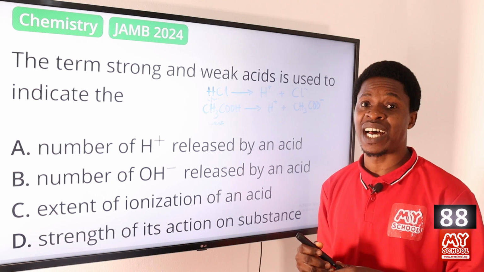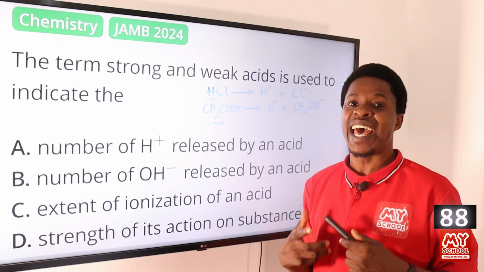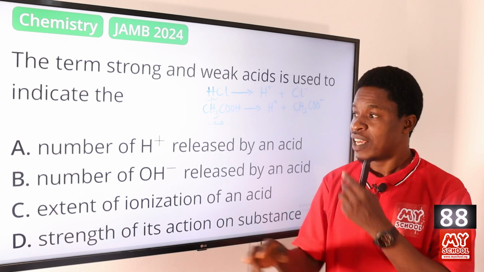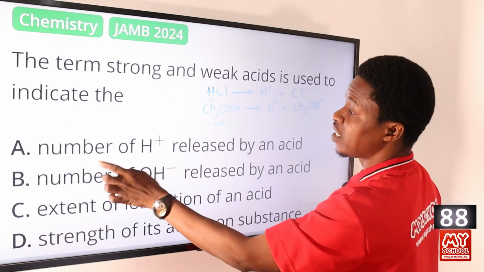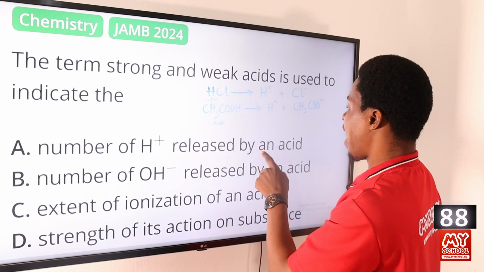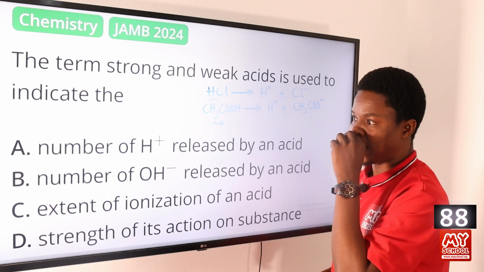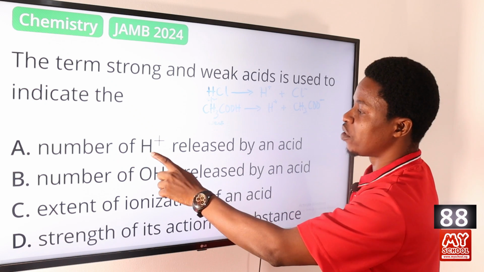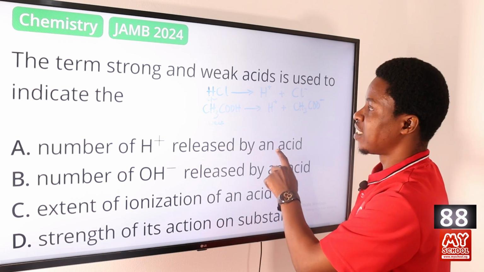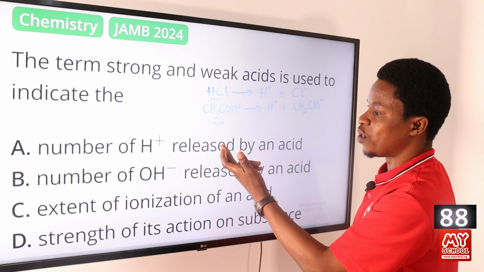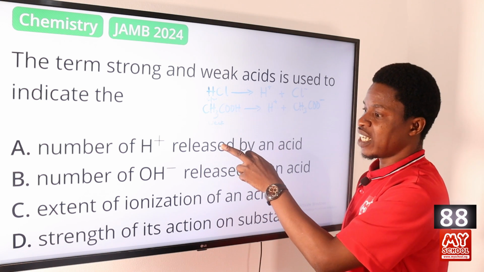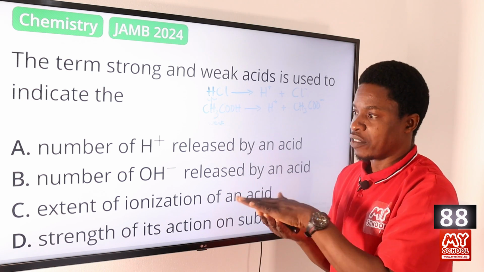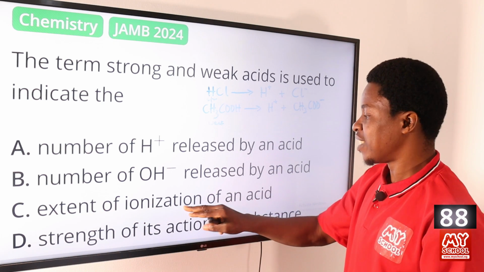And when we talk about partial or complete dissociation, it's talking about the extent to which there is ionization. The number of hydrogen ions released by an acid, we can have this. That does not determine it. In a way, it's looking correct, but it depends more on what is spelled out as the extent of ionization of an acid.